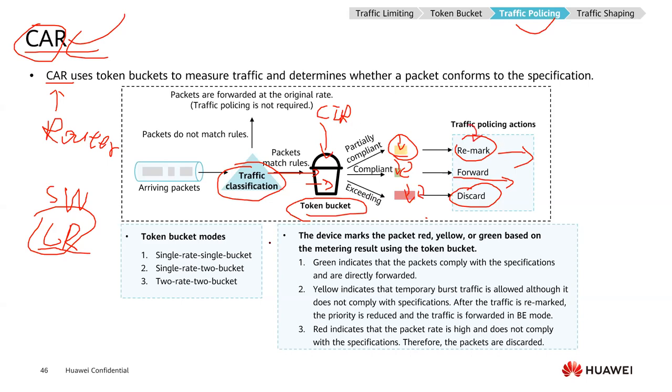This remark means, for example, at the very beginning your traffic is marked as EF. EF means expedited forwarding. It should forward in a very efficient way, forward out first. But if we color it yellow, we can remark this packet into AF, for example AF3. Which means this kind of packet will be forwarded with a priority a little bit lower than EF. Okay, so this is for the traffic policy.